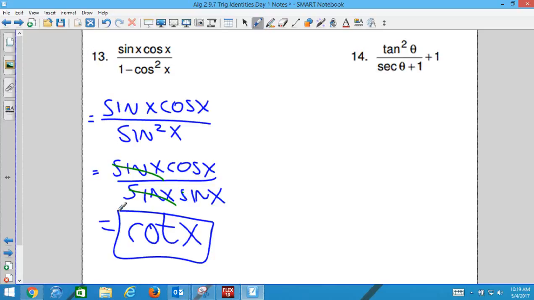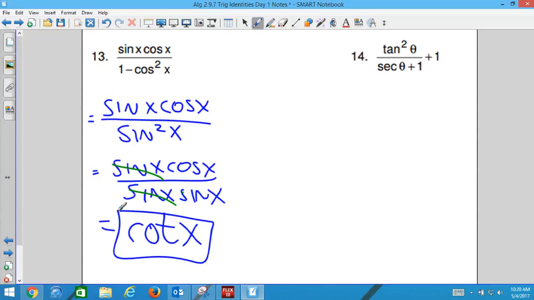Next one, tangent squared theta. This one, I would be very impressed if somebody comes up with this having never seen an example before. Just saying, this one's a little bit tricky. Give me a minute. Miss Criswell, before you do it, give us like 5 minutes. No, we don't have that. 2 minutes.